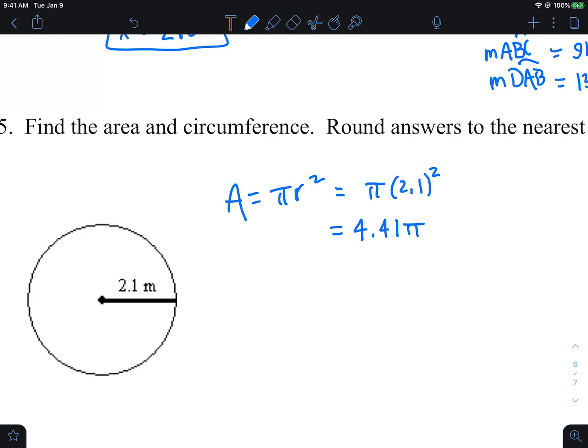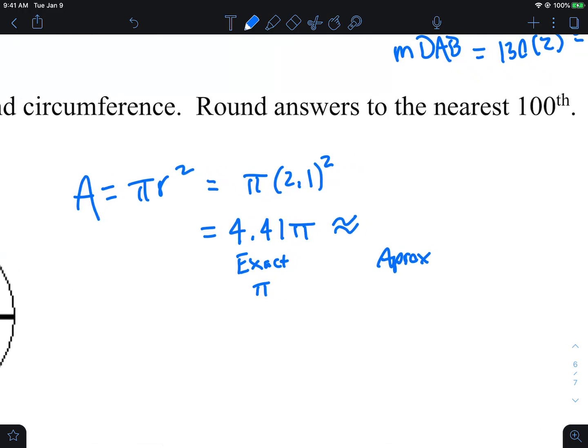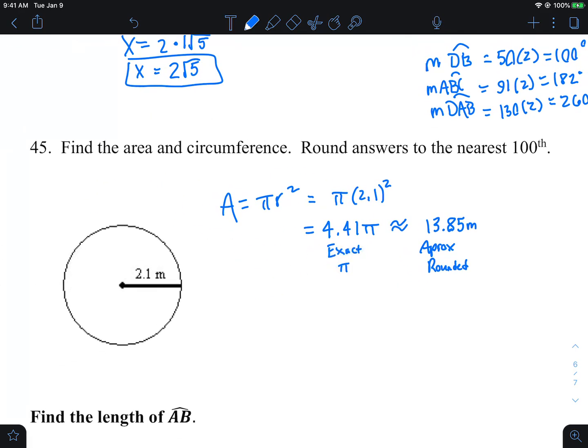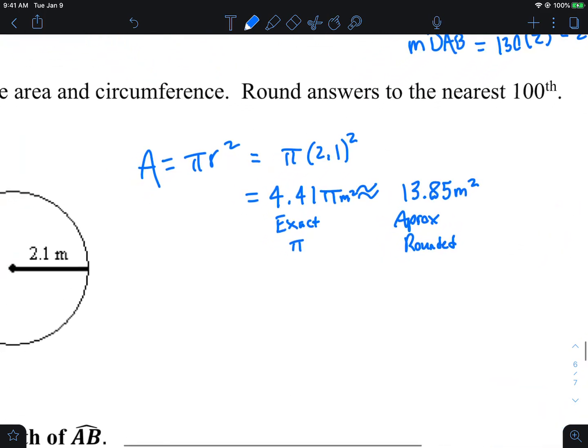So this would be in terms of pi or the exact answer. Sometimes they'll say exact or in terms of pi. The approximate answer, usually we'll use little squiggly lines for that. We'll do 4.41 and then we'll use the pi button. That is second and then the caret on the typical TI-84 calculators. That gets us about 13, let's see, they asked for nearest hundredth, so 13.85 right there. That's the approximate or rounded answer. And then we'll get, of course, our units here. That's meters squared for both of those. So I believe that's, yep, what we got there.